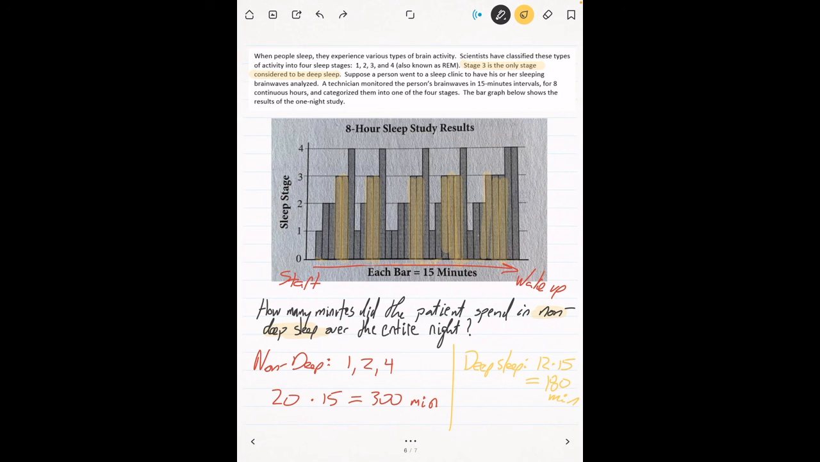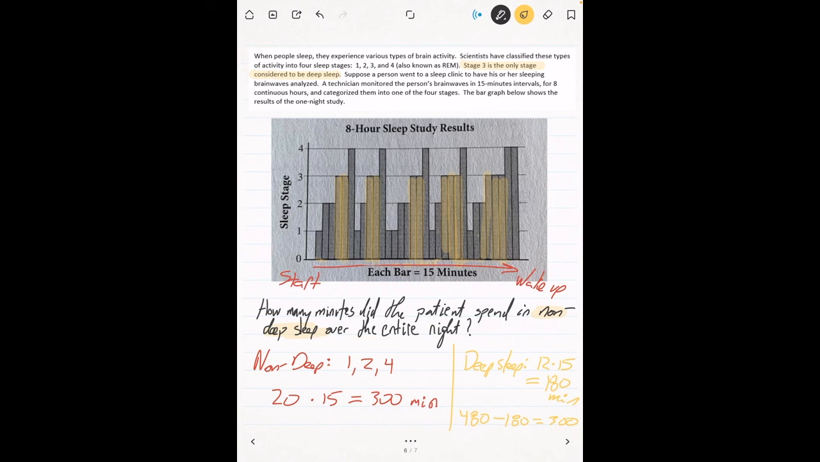Well, if you're in 8 hours, and there's 60 minutes in an hour, so 8 times 60 is 480 minutes. So in total, we have 480 minutes here. You spent 180 of those in deep sleep. So how many did you spend in non-deep sleep? Well, if you just subtract these, 480 minutes of the total minus the 180 minutes you spent in deep sleep leaves 300 minutes for you to be in non-deep sleep.